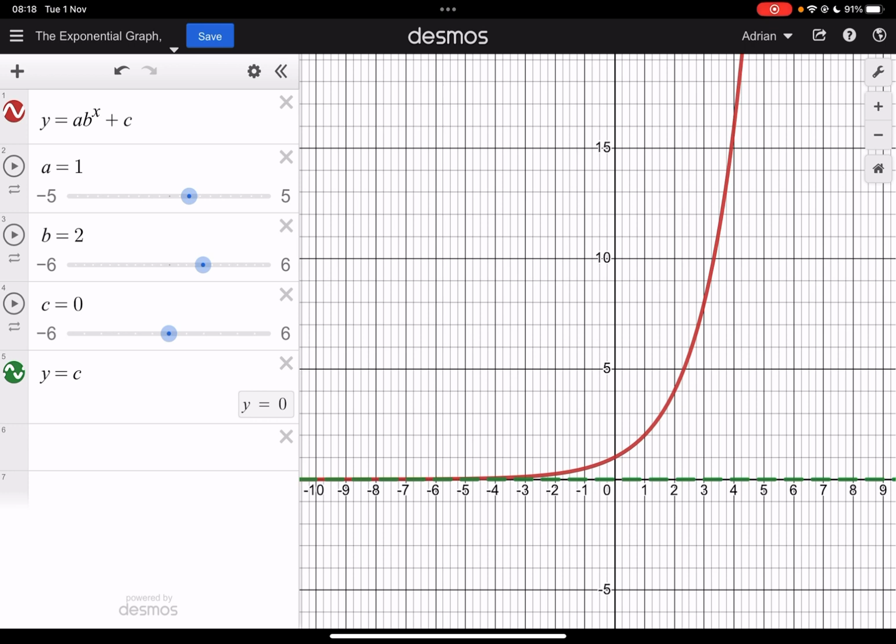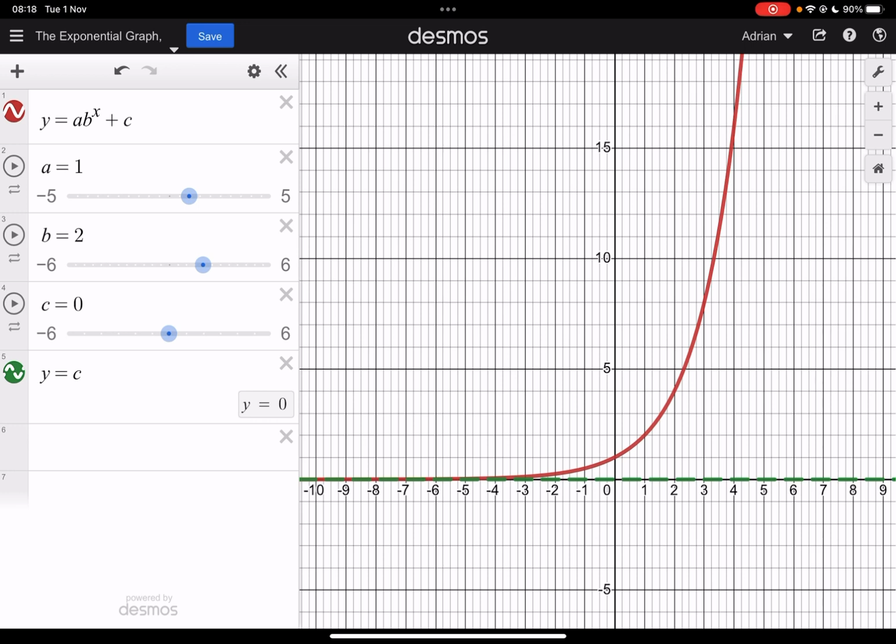My graph is a, b to the x plus c, and a, b and c are going to be things I change around. So at the moment a is 1, b is 2, so it's basically 2 to the power of x plus nothing. And the green line that's drawn is the asymptote, which is y equals 0. Okay, you can see it on the screen there.